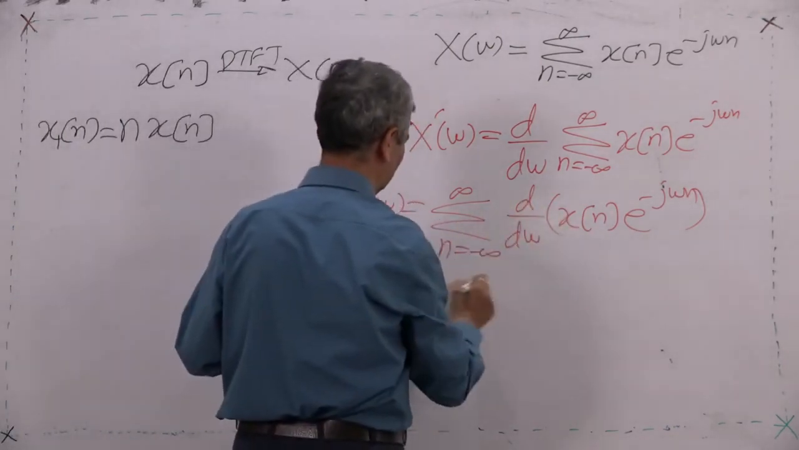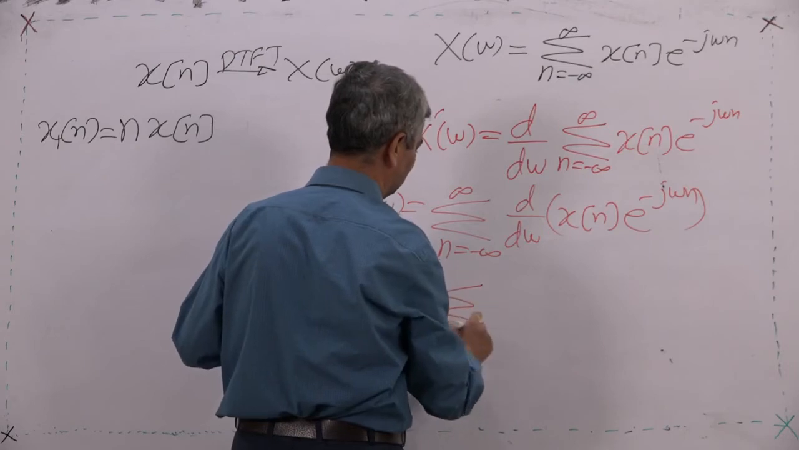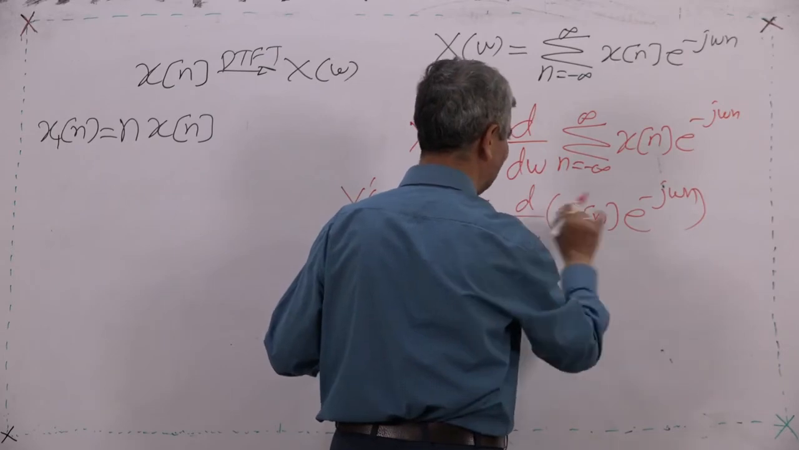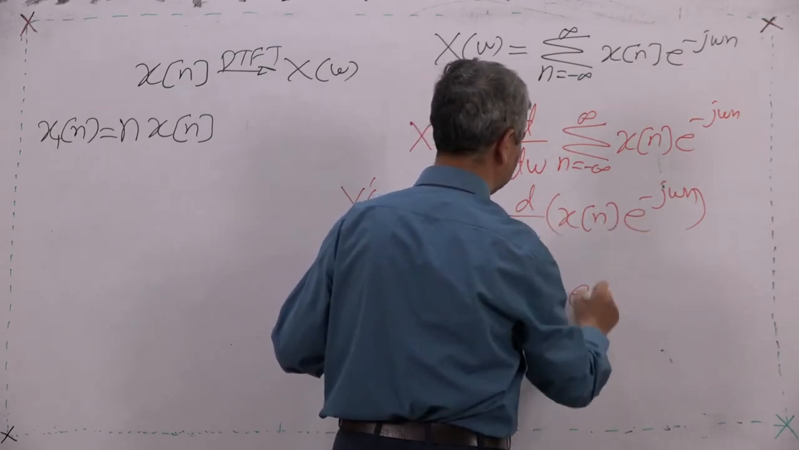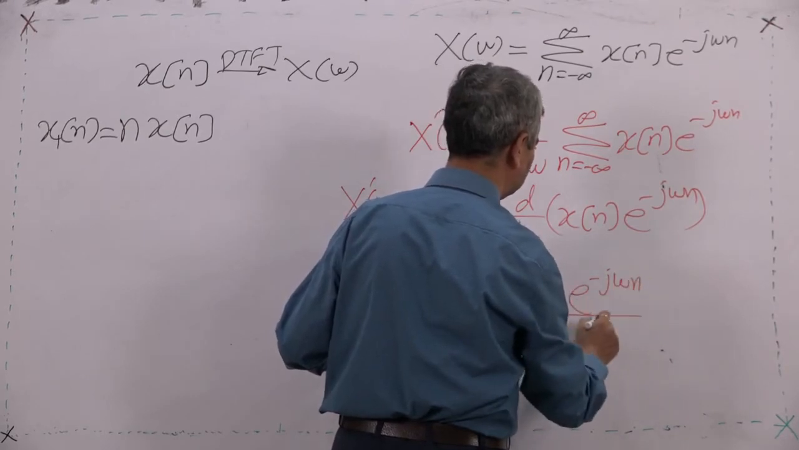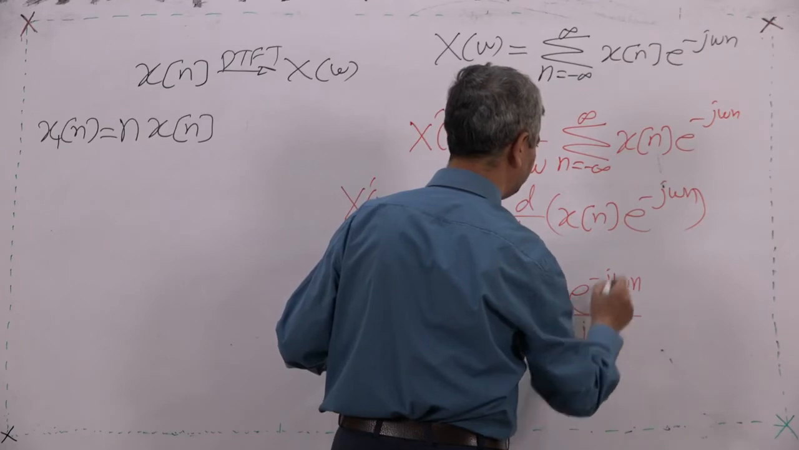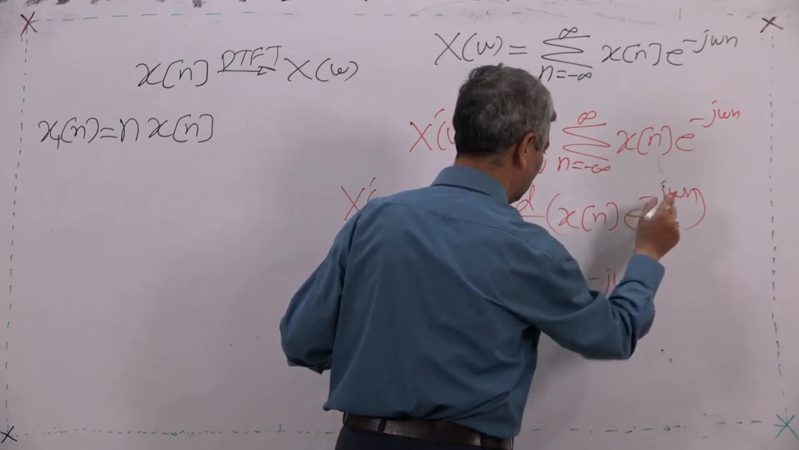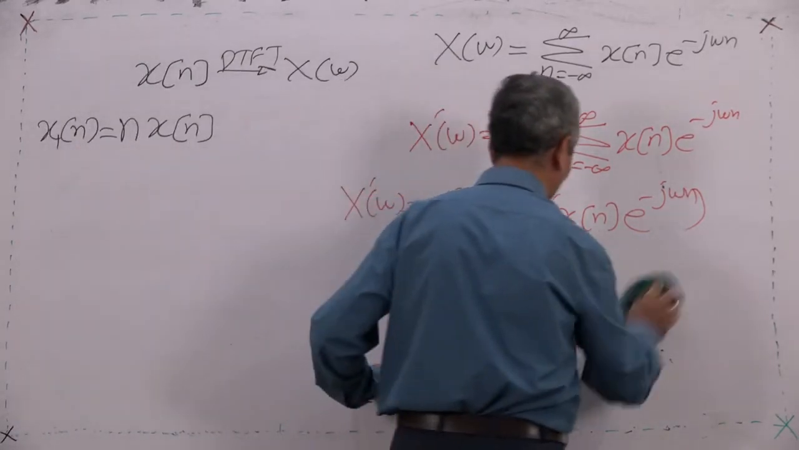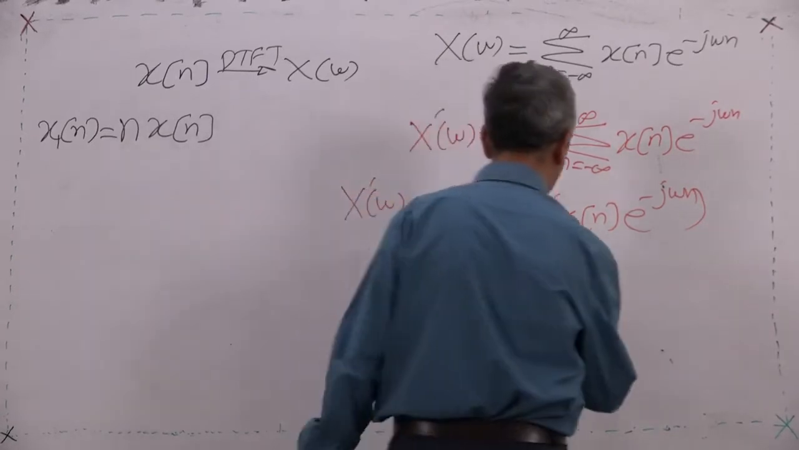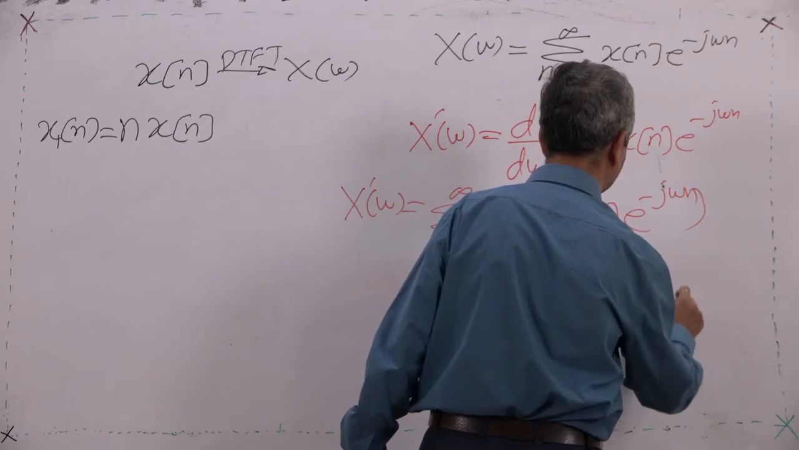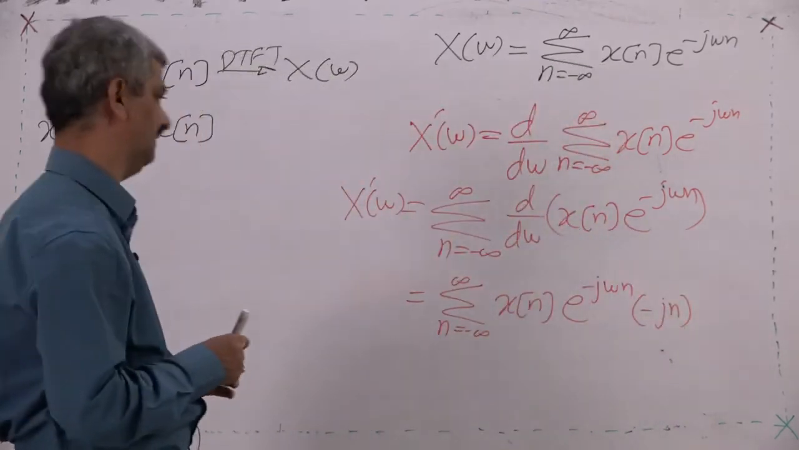So now our answer is coming near to us: the summation n equal to minus infinity to infinity of x[n] times d by d omega of e raised to minus j omega n. The derivative of e raised to minus j omega n is, sorry, we are in the differentiation frame, so it is e raised to minus j omega n into minus j n, right.